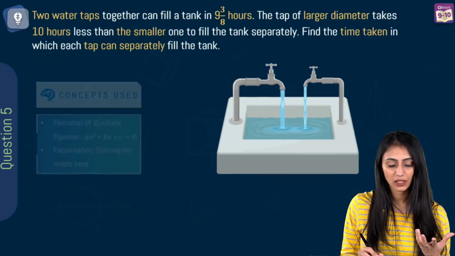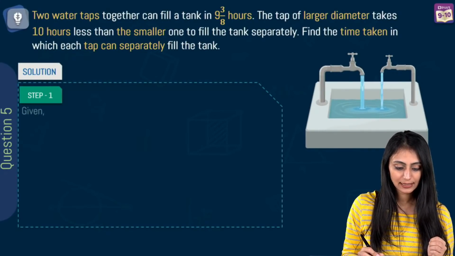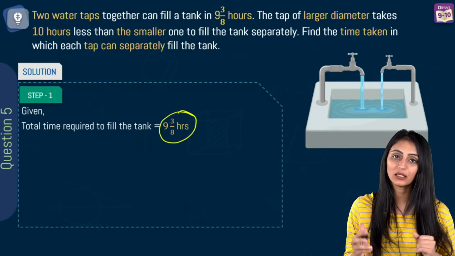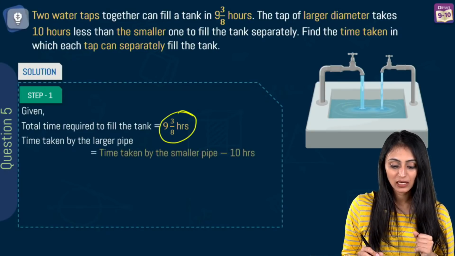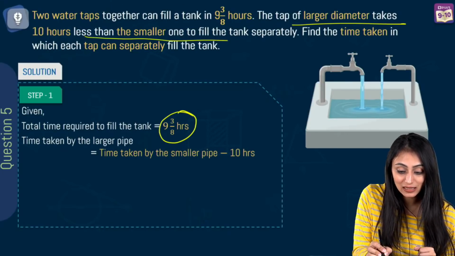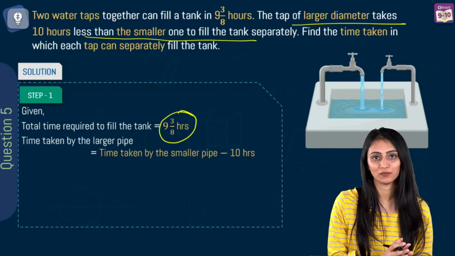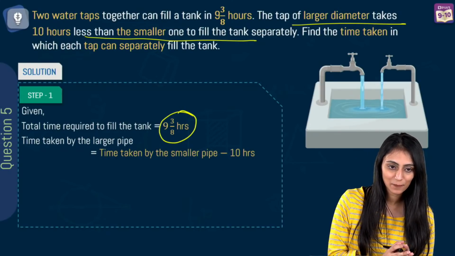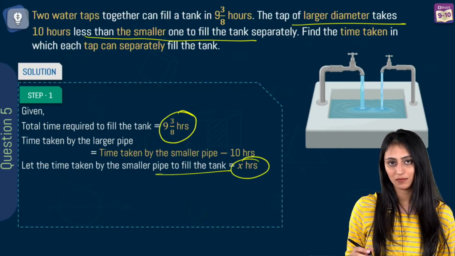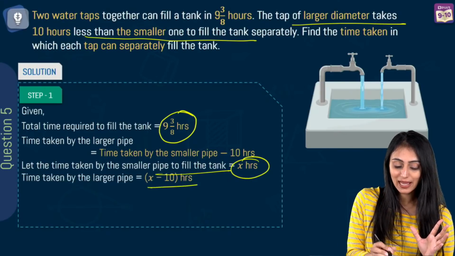So when we talk about this, it all depends on the pipe, how much water is flowing through it. Let's say the total time required to fill the entire tank is 9 3/8 hours, right? The question is saying the tap of larger diameter is taking 10 hours less than the smaller one separately. Obviously, the larger one will take less time than the smaller one to fill the tank. Yes? All right. And the time taken by the smaller one, let's say that is x hours. Let's assume it. The smaller one is taking x hours to fill the tank separately. So the larger one will take x minus 10 hours.